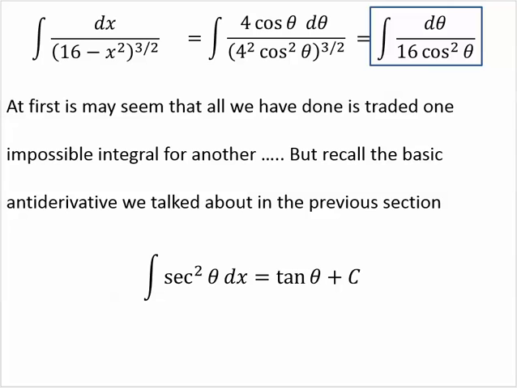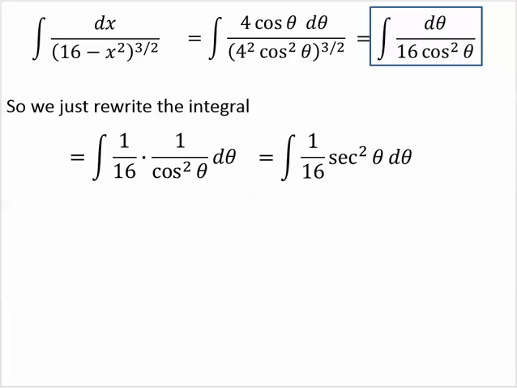At first, it may seem that all we have done is traded one impossible integral for another, but recall the basic antiderivative we talked about in the previous section. Do you recall that the antiderivative of secant squared is tangent? Well, that's fantastic, because we'll just rewrite our integral as 1 over 16 times secant squared. And so the antiderivative is just 1 over 16 tangent.